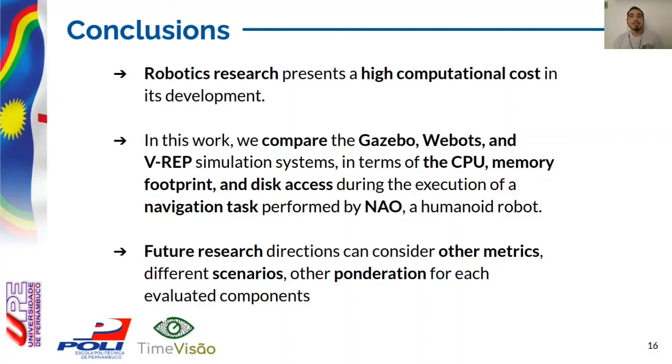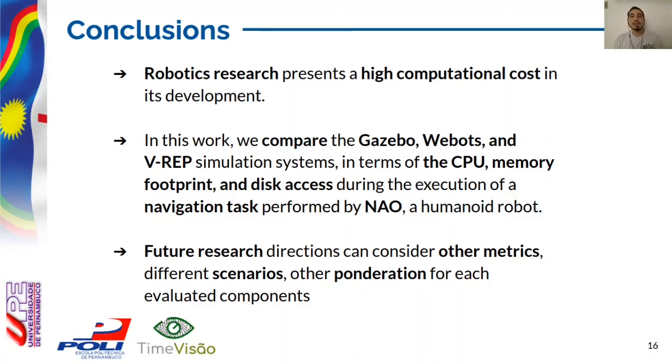The quantitative results show that Webots obtained the best score in simulating the NAO robot, requiring fewer resources. However, V-REP presents a stable use of memory and a large repository of simulation models. Finally, Gazebo requires almost the same amount of resources considering the use of two processes.